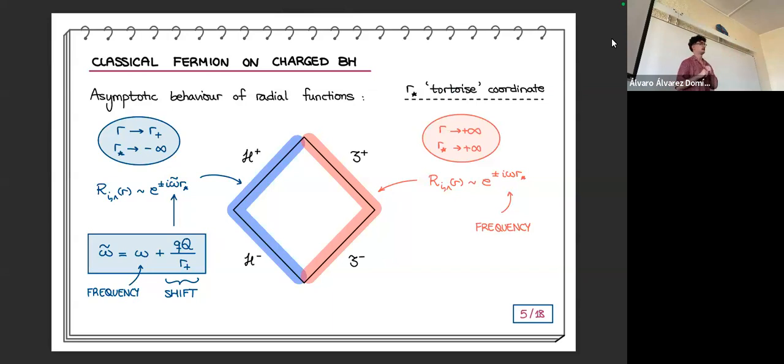So now let's analyze the radial behavior. I could have written here the equations of motion, but what I'm going to write here is just the solutions, how the radial functions behave in the Reissner-Nordström black hole. First of all, asymptotically far away from the horizon, which is the red wedge here, what we find is what we expected. We want things to be quite similar to flat spacetime. So what we recover is plane waves with the characteristic frequency omega that we found before.